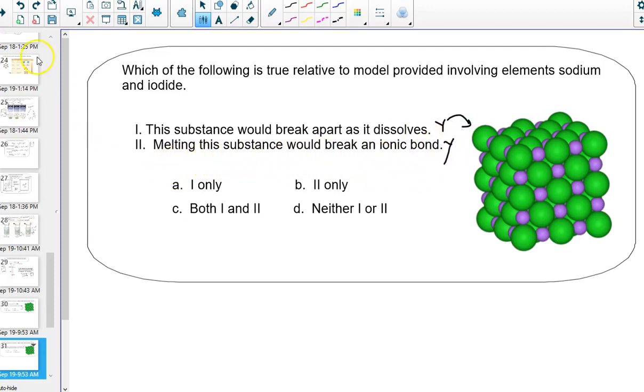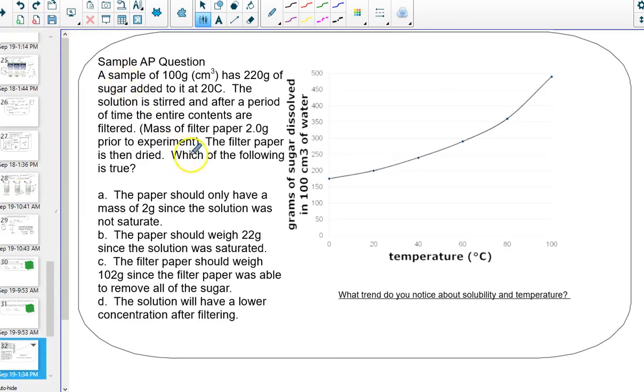All right, this is an interesting question involving what's called a solubility curve. Great chart, great to read. We're dissolving things, and in this case we have a 220-gram sample of sugar added at 20 degrees. The solution is stirred. They're going to filter it with filter paper. Something that's truly dissolved will not be able to be separated out. Which of the following is true?